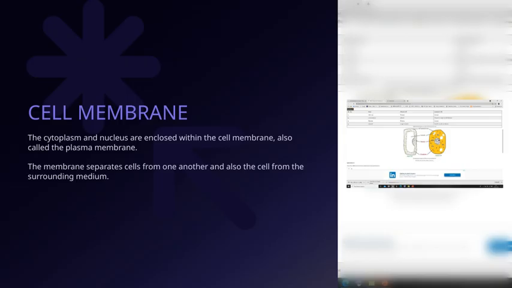This separation is crucial because it helps regulate what enters and exits the cell, maintaining the right conditions for the cell to function properly. The membrane not only keeps cells apart, but also isolates the cell from the surrounding medium, ensuring that internal processes happen in a controlled environment. Understanding the cell membrane is fundamental because it plays such a vital role in cell protection, communication, and overall health.